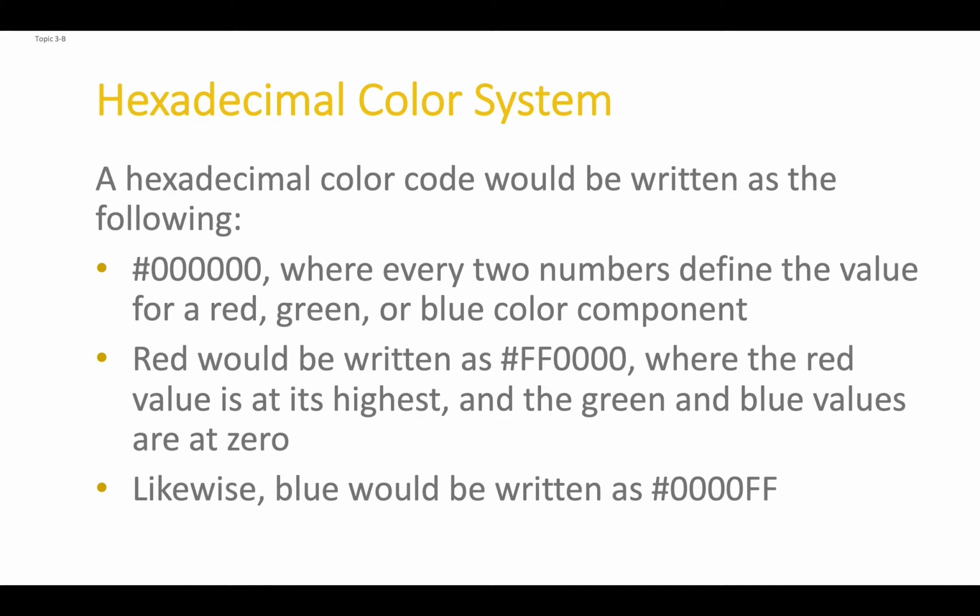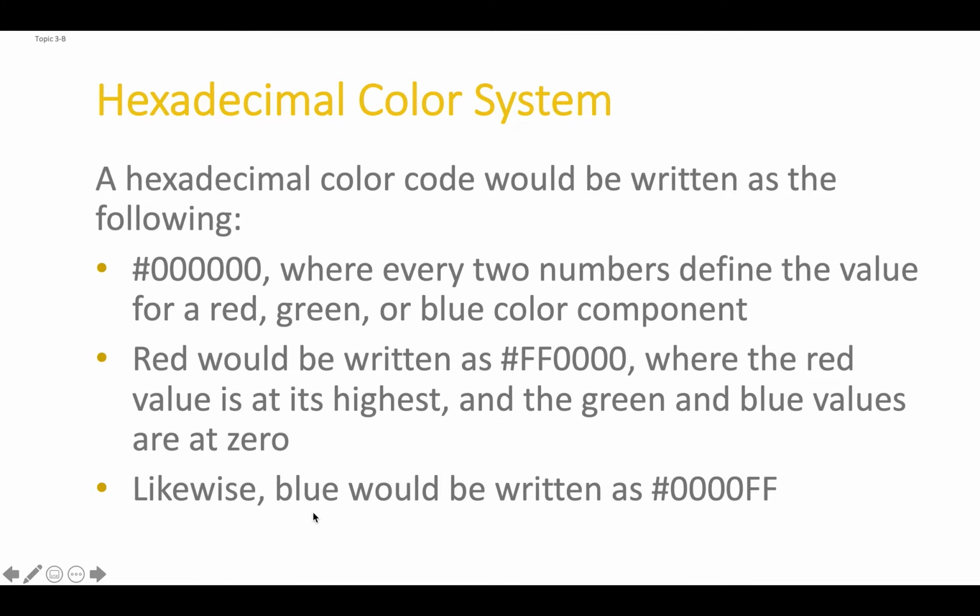Hex is the 6 digit color code, so you have to have 6 values. So the first 2 values are the red values, the second 2 are the green values, and then the third 2 are the blue values. So red, if you wanted pure red, it would be FF, so that's full red, 00 on the green, 00 on the blue.